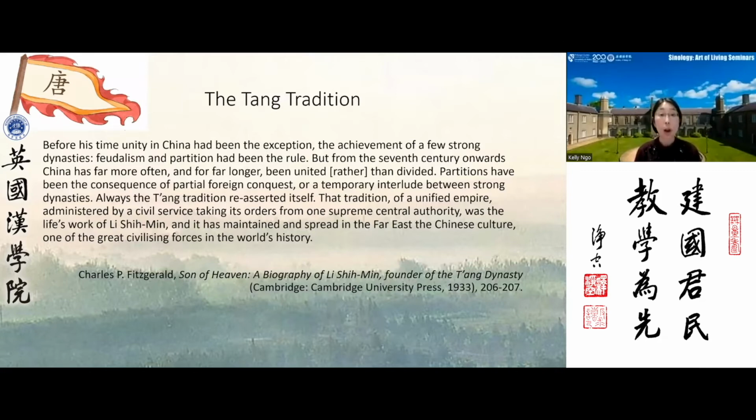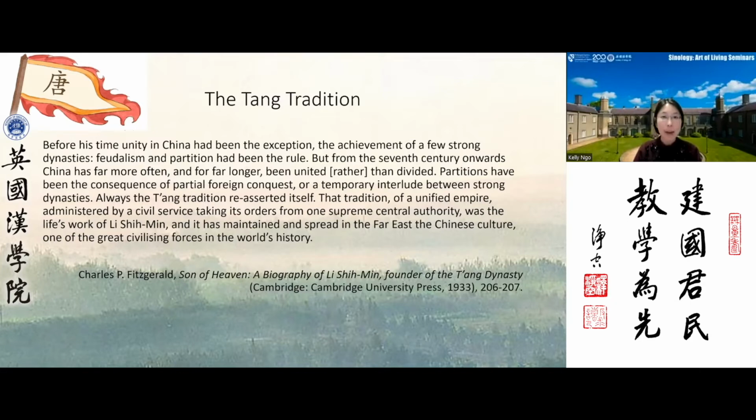But from the 7th century onwards, China has far more often and for far longer been united rather than divided. Partitions have been the consequence of partial foreign conquest or a temporary interlude between strong dynasties. Always, the Tang tradition reasserted itself. So what is it? Well, that tradition of unified empire, administered by a civil service, taking its orders from one supreme central authority, was the life's work of Li Shiming, was the legacy of Emperor Taizong, and it has maintained and spread in the Far East the Chinese culture, one of the great civilizing forces in the world's history.